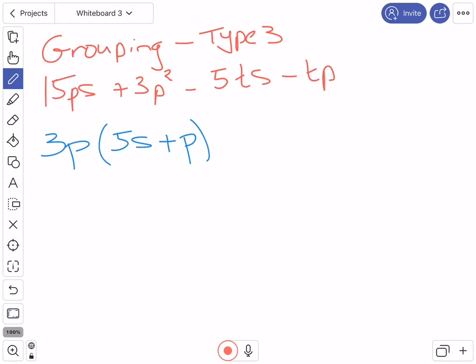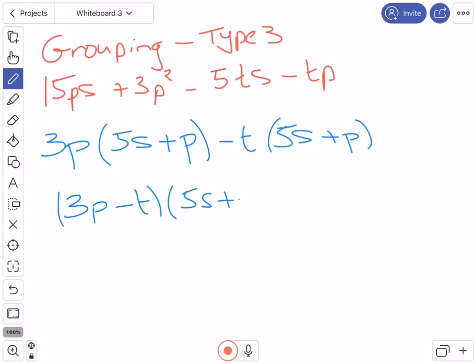I'm going to take that bracket, and same as what I was doing earlier, I'm going to rewrite it over this side. And as I can see, what I need to take out here to get from minus 5ts to 5s, I need to take out a minus, and I need to take out a t. My last line then, what I'm going to do is I keep my 3p minus t, and I put that in a bracket, and then I have 5s and plus p in another bracket.